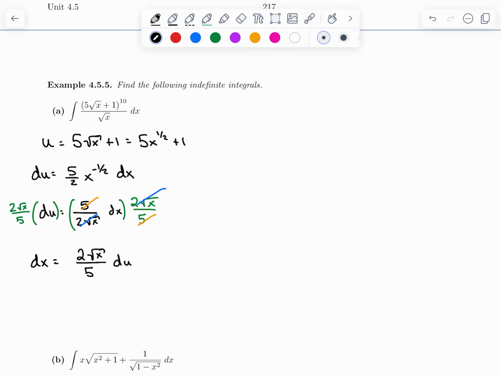So we're going to replace it. So this is equal to the integral. U was claimed to be the entire inside of the numerator. So that would be u to the 10th divided by the square root of x times 2 square root x all over 5 du. And now the x's cancel.